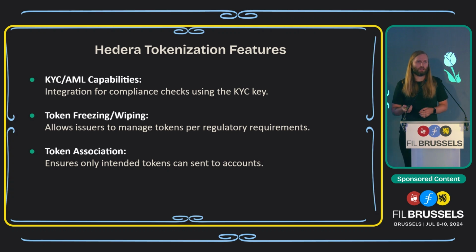KYC and AML capabilities. So the token service, when you create a token, has a bunch of keys at the top level. If you need KYC, you can set a KYC key when you create the token, and then when you sign accounts that can take that token class, the account needs to have been signed by the KYC key. That enables you to create a token with a KYC key, and when people go to your marketplace and do know your customer, you can then sign their account.